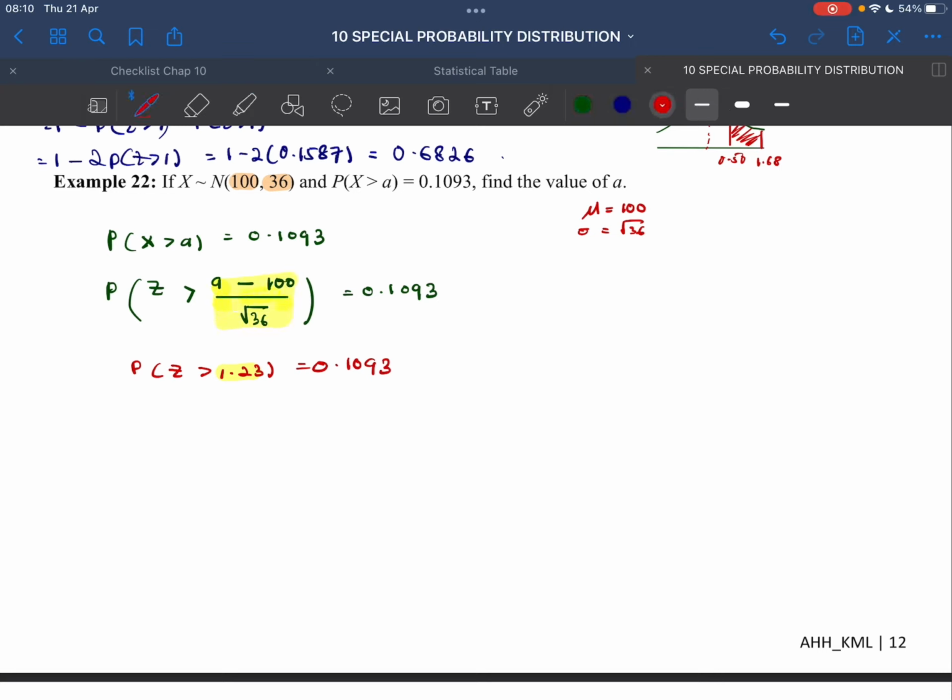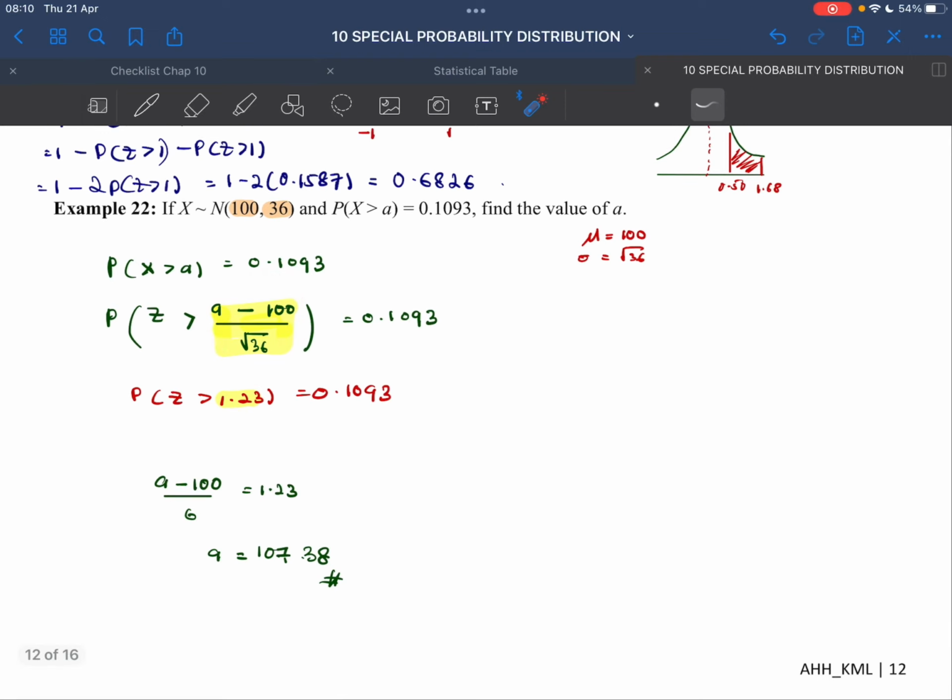So we are going to get the answer (a minus 100) over 6 equals to 1.23, and you'll find your final answer a is equal to 107.38. It is the same thing as before, just now you have to change to z. Alright, so next question.